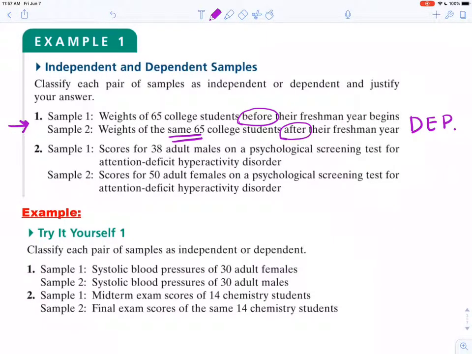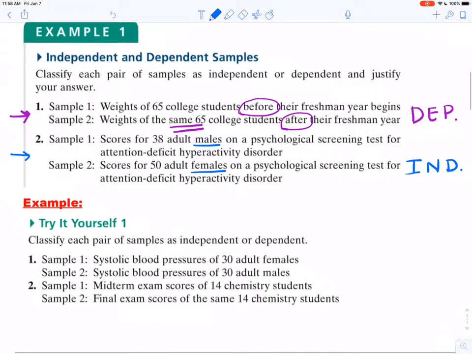Now, if we compare this to our second example, we're looking at test scores. So we have scores for 38 adult males. And then we turn around and look at 50 adult females. Now the thing to note here is this is two completely separate groups. We're not looking at test scores for the same 38 males. We're looking at test scores for males, test scores for females. These two things are not related. Nothing is paired up. This is what we call independent samples, which is the type of samples that we're going to be looking at in this hypothesis test.